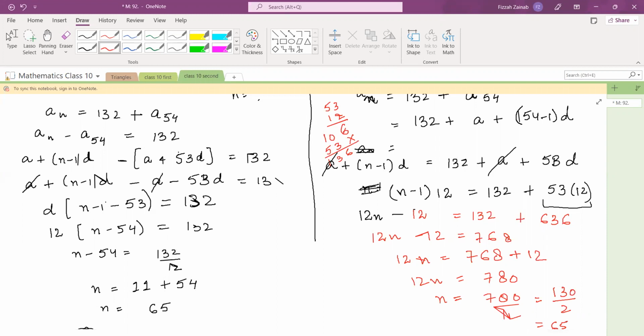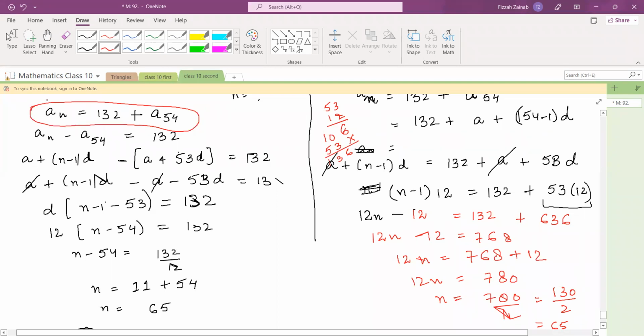Fine, Hamna? Yes, ma'am. Okay. So basically this relationship is important, right? Rest depends upon you, how you solve it. Ultimately, you want to find n. So anyway, you can proceed as you like.